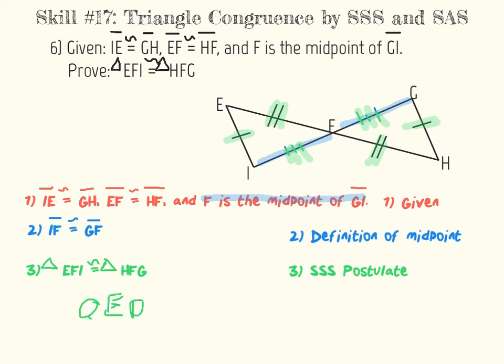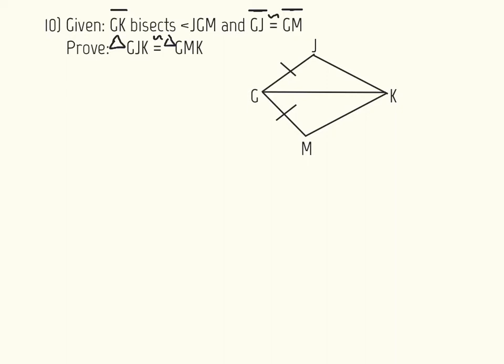You're done. On this next example, problem number 10, we are given segment GK bisects angle JGM, and segment GJ is congruent to GM, and they are all marked. We want to prove that the two triangles are congruent to each other. So again, we're going to start out with what we're given. GK bisects angle JGM, and segment GJ is congruent to segment GM, already marked.